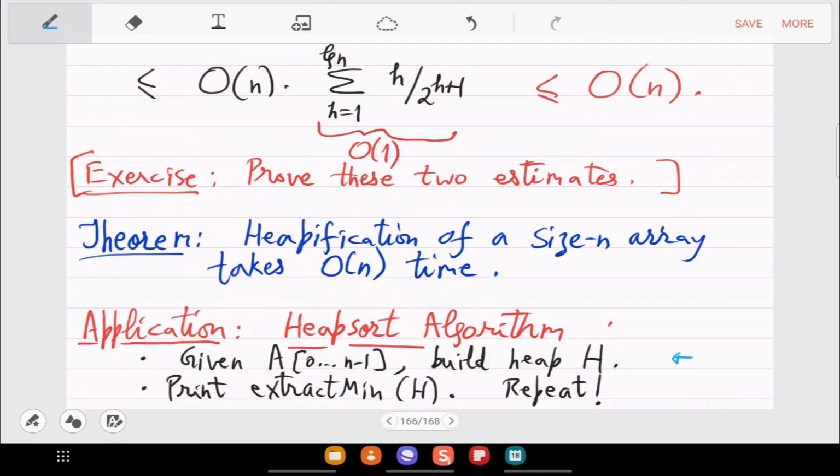Building the heap through heapification takes linear time, and extract min takes the height of the heap, which is log n. So the product of this is n log n. So that is the sorting algorithm. Heap sort takes order n log n.